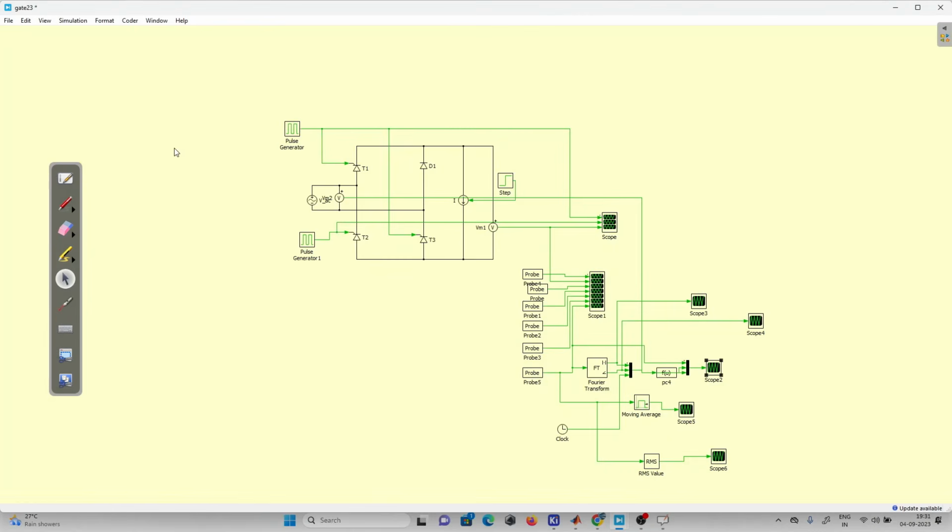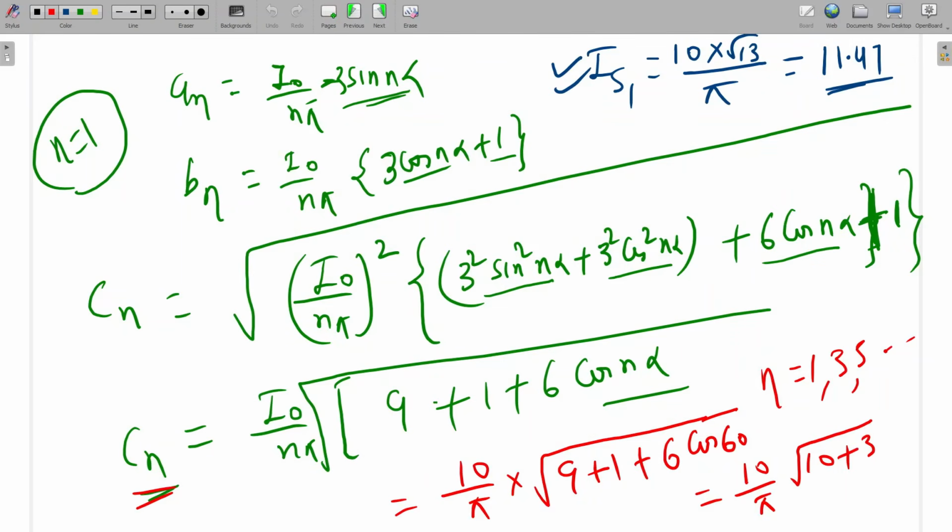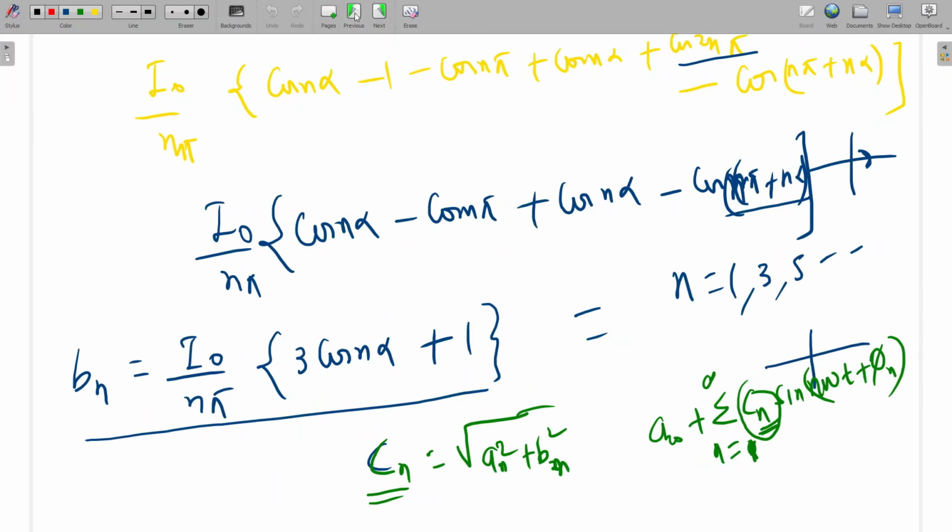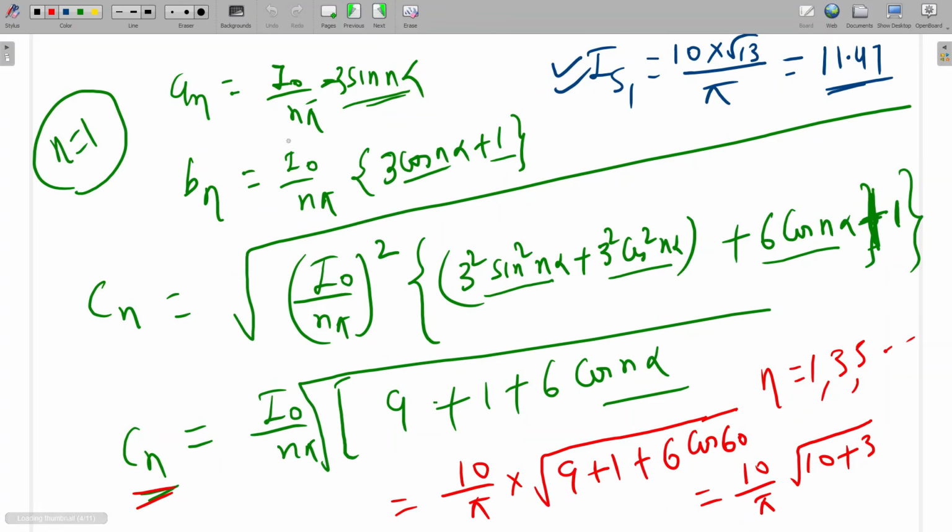So how can we calculate that here? One second. I have already written this formula here. So phi we can calculate as phi is equal to tan inverse. I think all of you who have studied signals already know this. It will be tan inverse an upon bn. Can anyone calculate this value? An is I naught upon n pi, minus 3 sin n alpha. Bn is equal to I naught upon n pi, 3 cos n alpha plus 1. So I naught upon n pi will be cancelled.